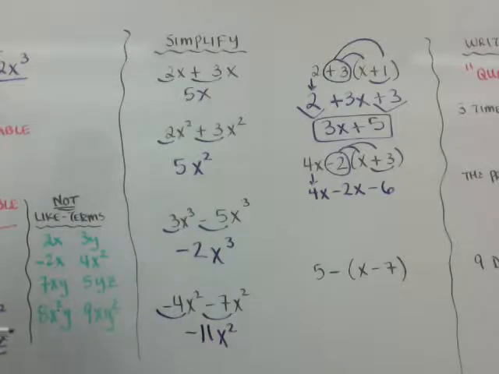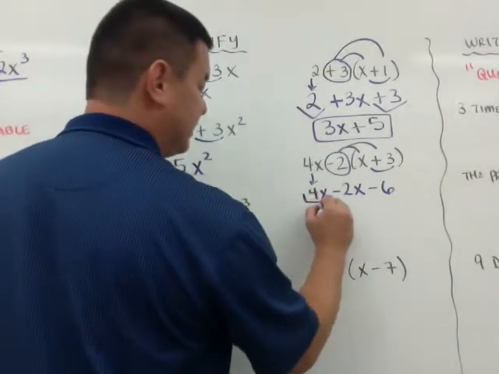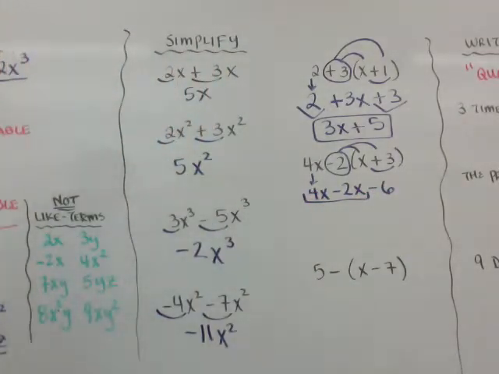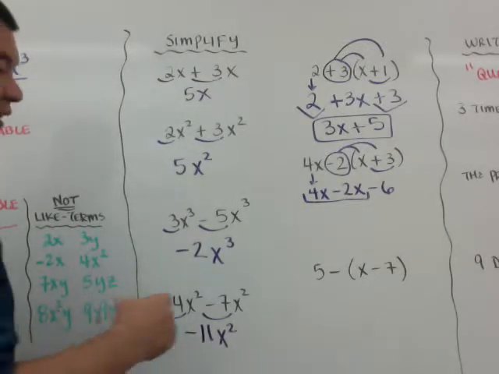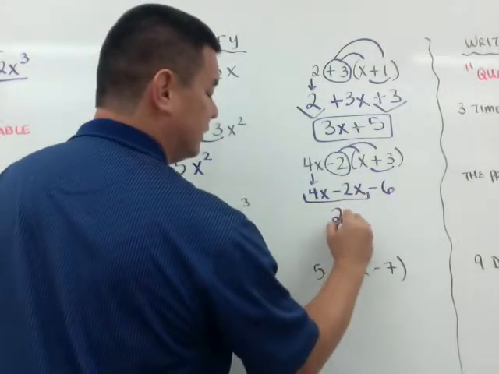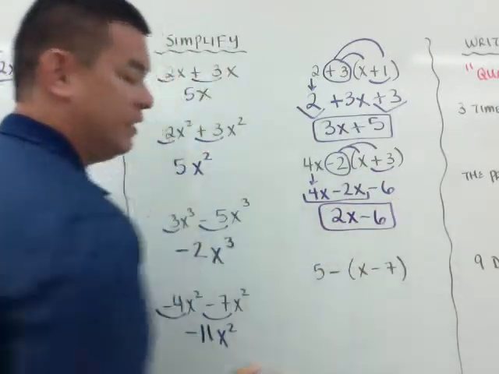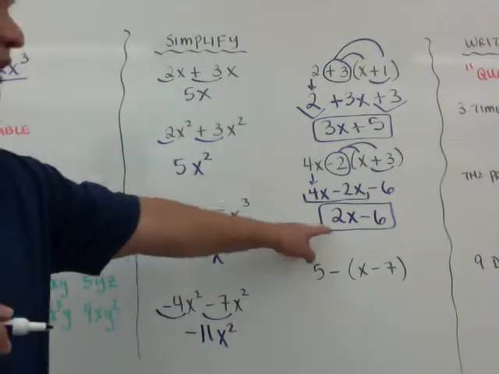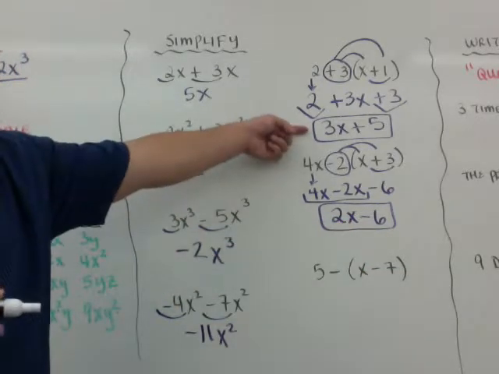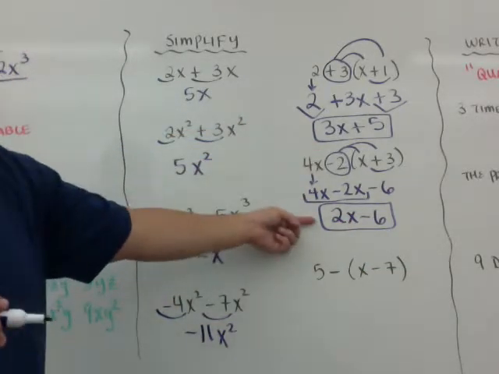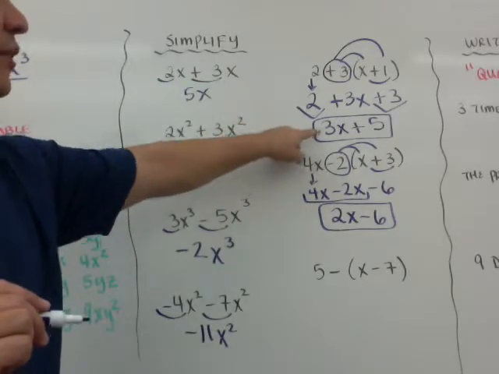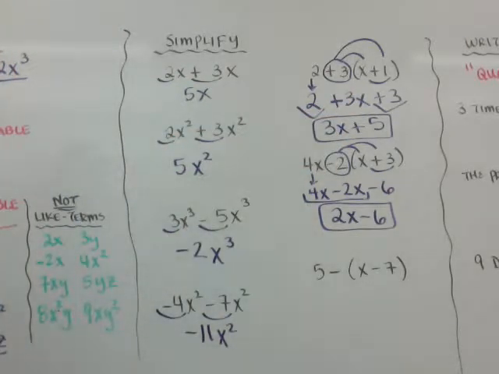Okay, and now I need to look for my like terms to combine. And yes, they are right next to each other, so that's easy. So again, 4x minus 2x. So 4 minus 2 is 2. So 2x minus 6. And I stop because I cannot combine those. Okay, one has x, one doesn't. So don't try to make this into 8x. Don't make this into negative 4x. You cannot combine these two. The 3x and the 5 are not like terms.